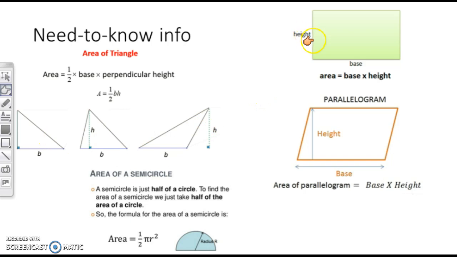All right, we also need to know the area of a rectangle, which is base times height. Area of a parallelogram is also base times height. But again, you have to find that height. That height has to be perpendicular to the base.